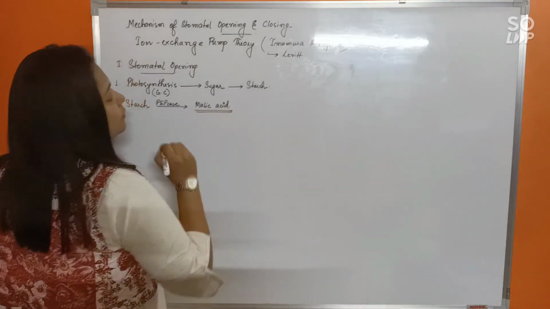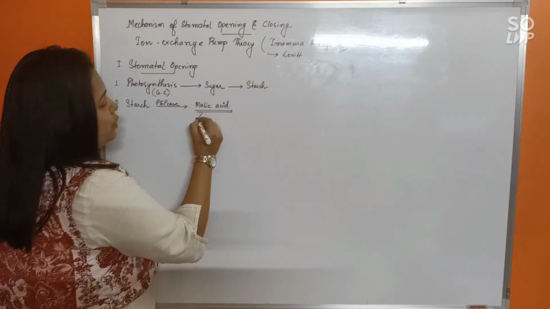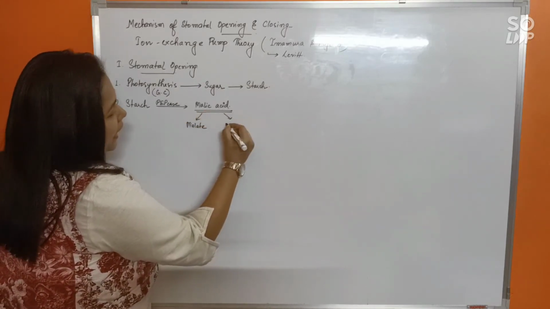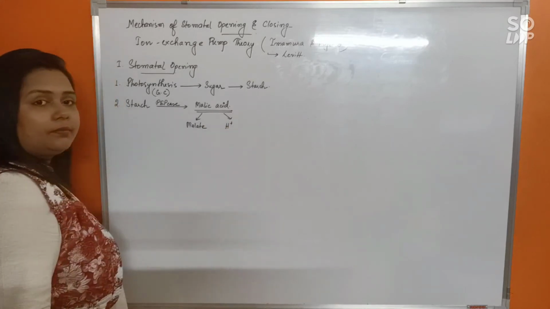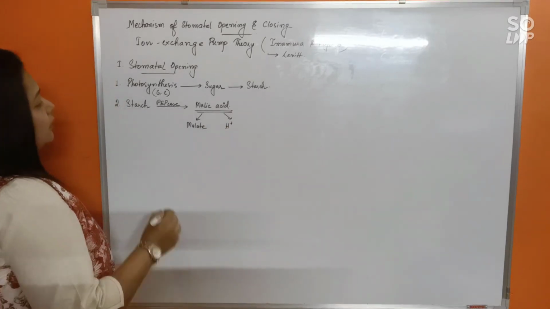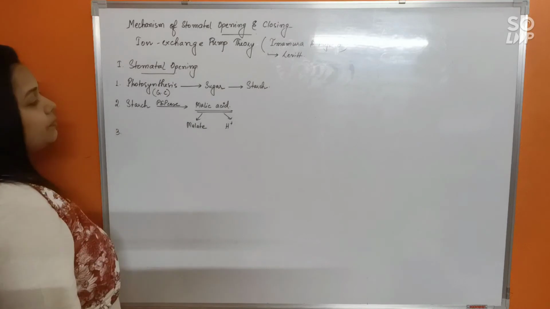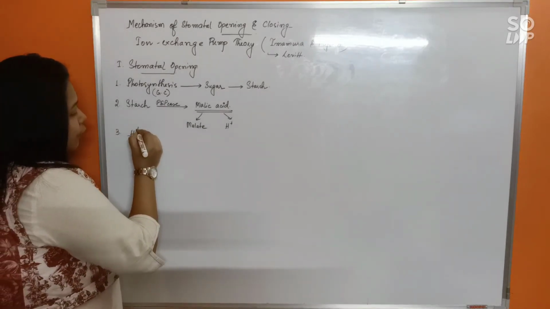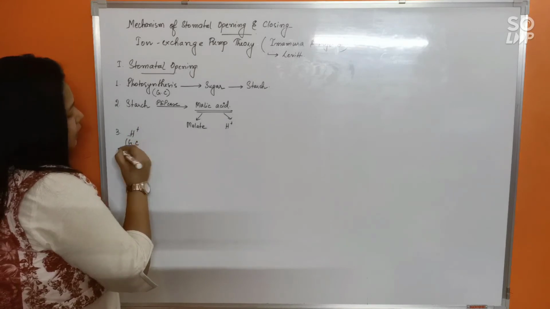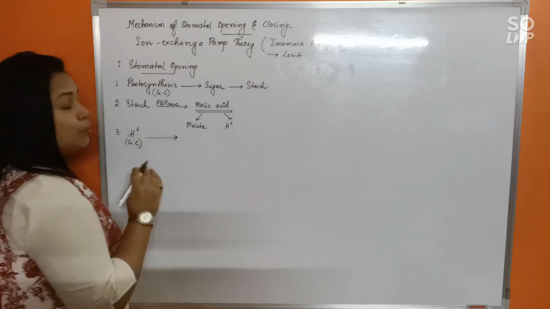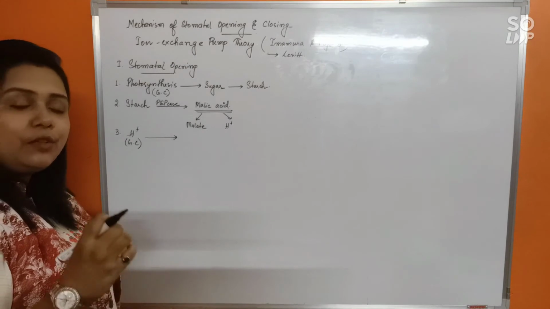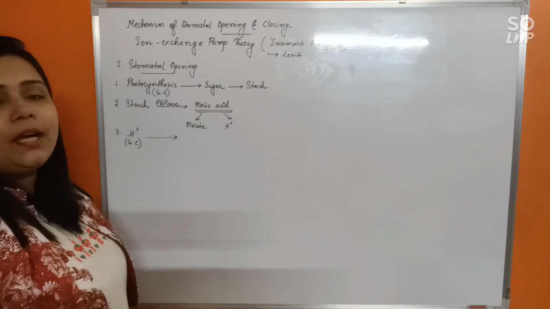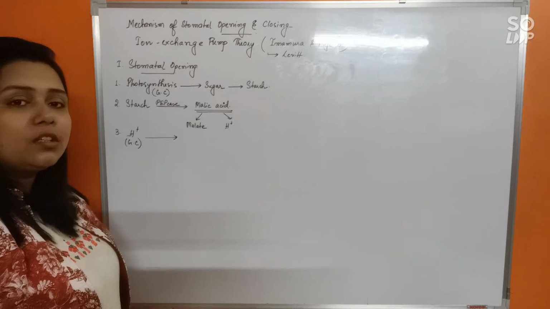Malic acid, being a weak acid, will dissociate immediately into malate anion and H plus ion. Okay. Now see what will happen. The H plus from the guard cell would start moving outside, and it will start moving into the nearby cells. And what are the nearby cells? What are the cells that surround the guard cells?